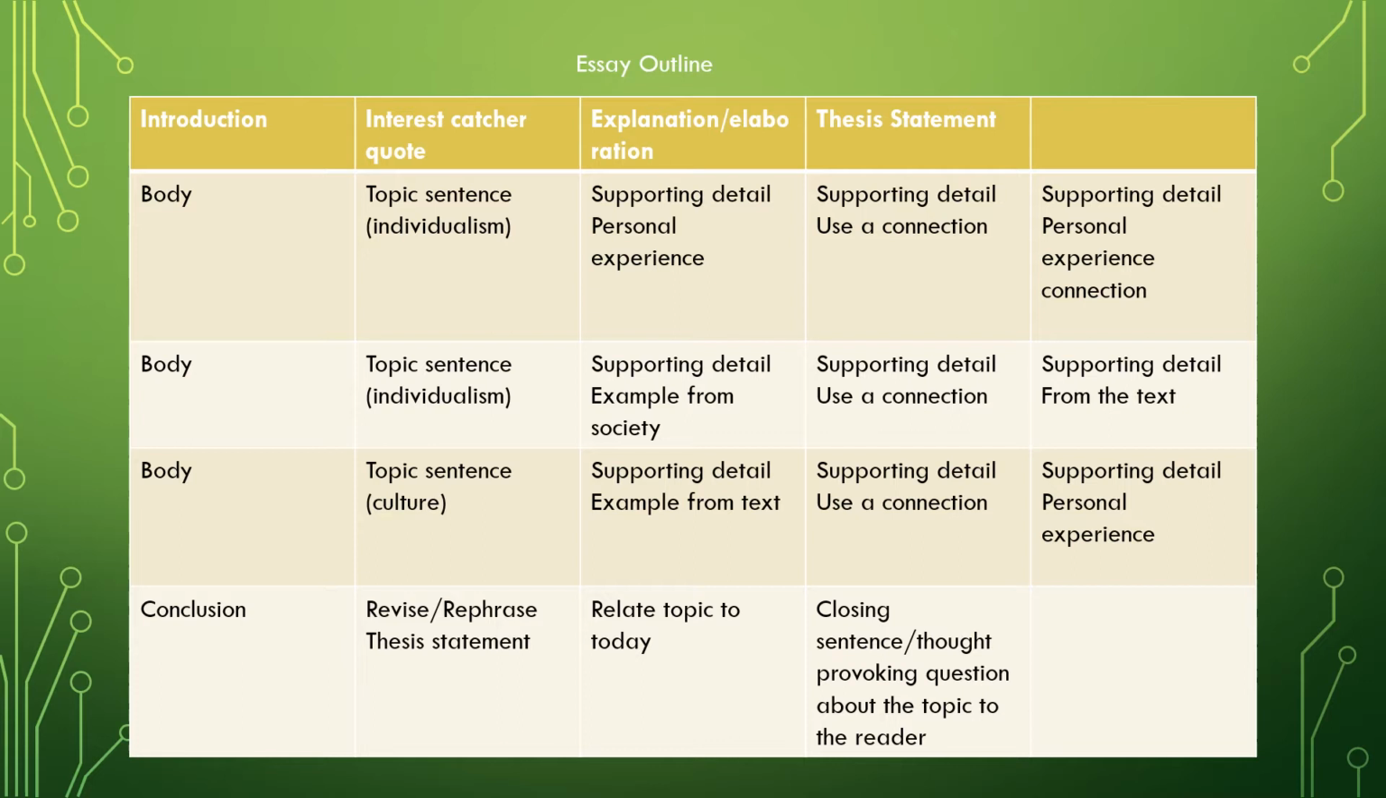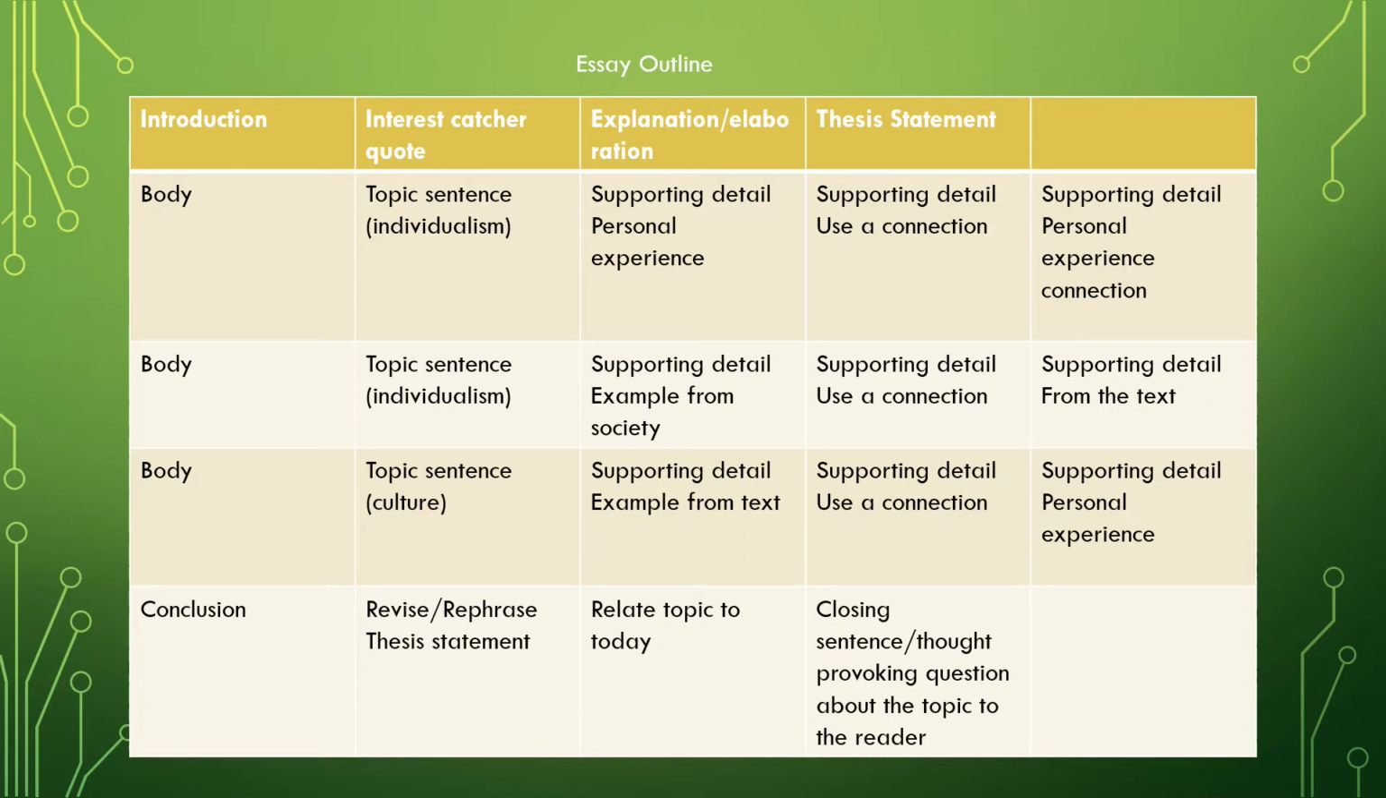I'm going to skip on down to the conclusion. You're basically going to look at your thesis statement and write it a different way. The next couple of sentences, you're going to relate culture and individualism to today. And then you are going to create a thought-provoking question about the topic to the reader. And I am the reader. So that is the outline. That is the standard outline.